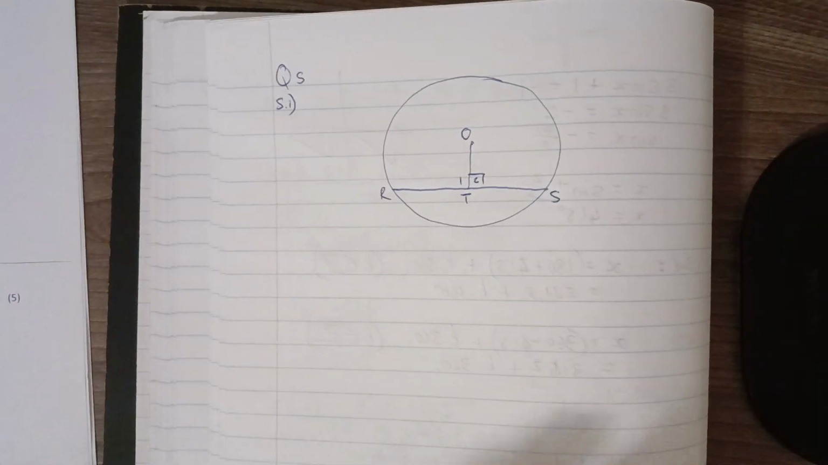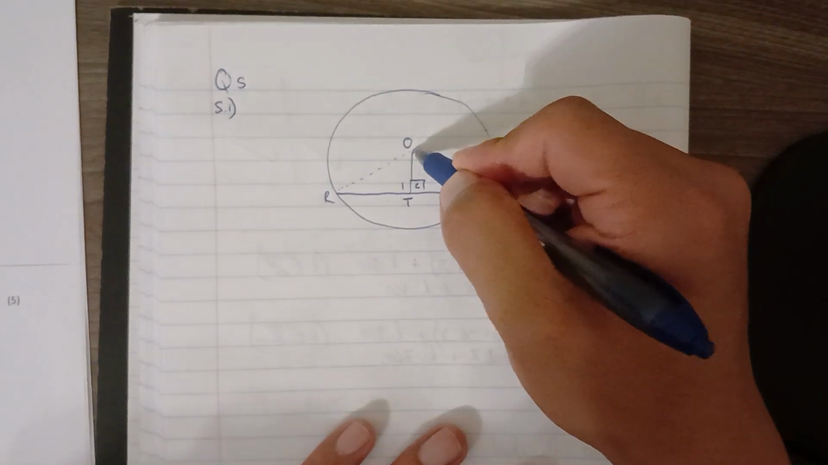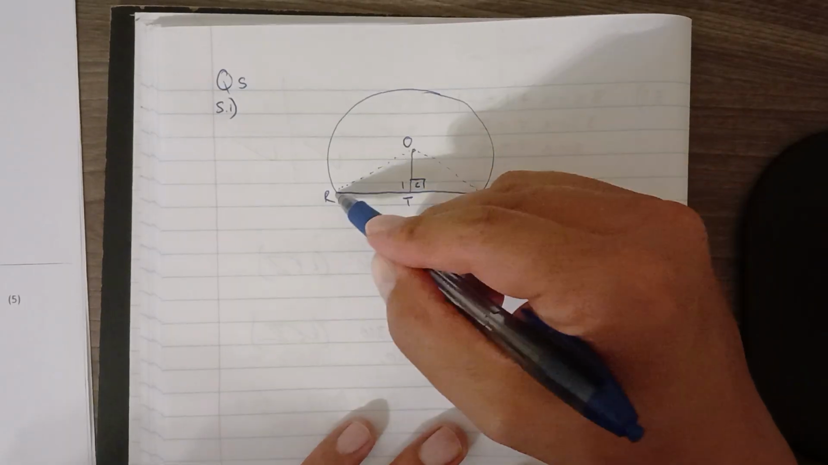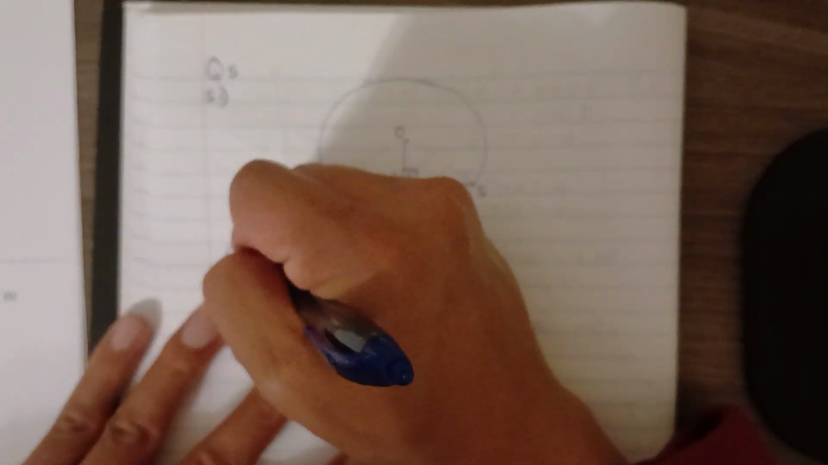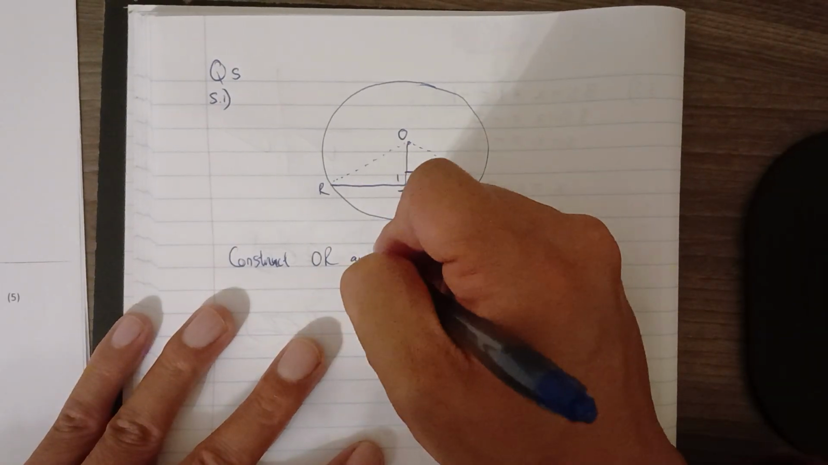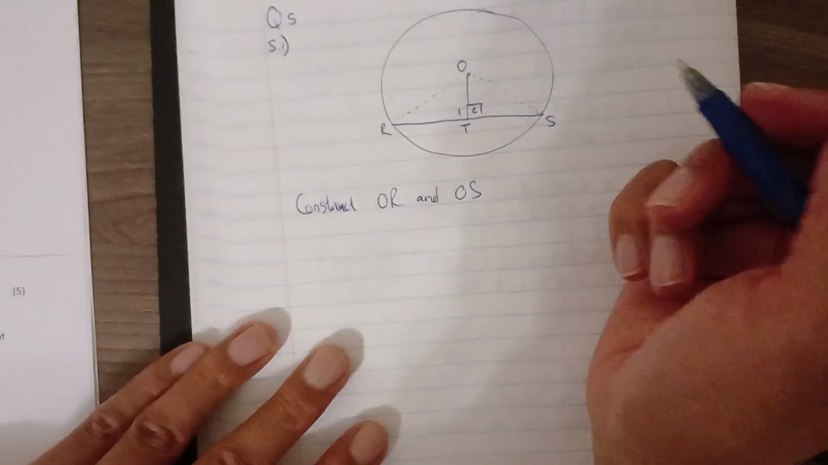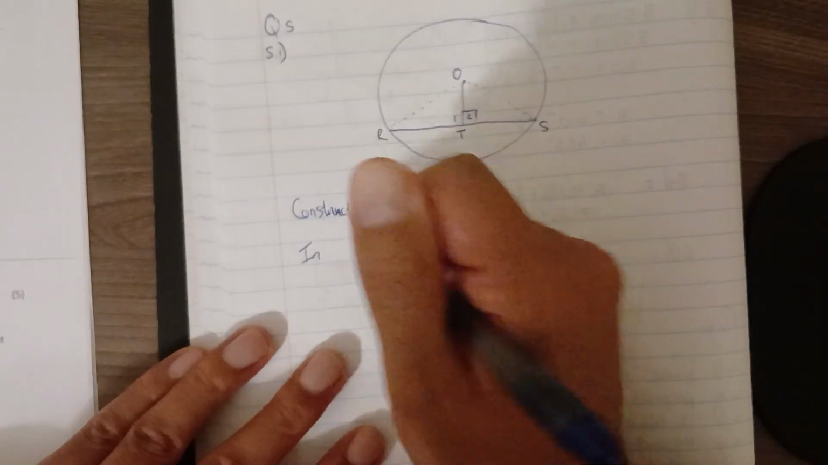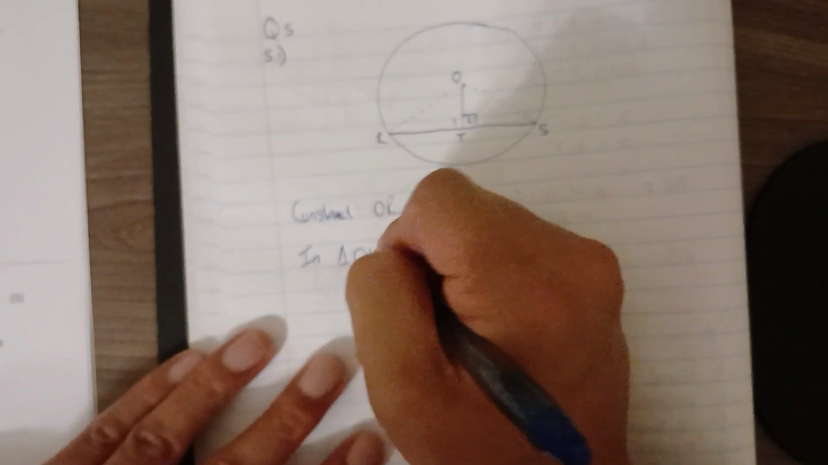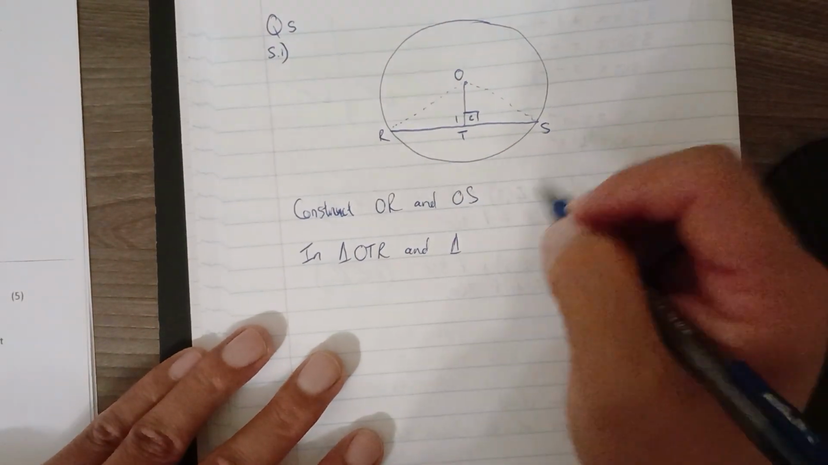Okay, right. So we can start off by constructing these radii from the center to S and then from the center to R. So we can construct OR and OS. Okay. Now in triangle OTR and triangle OTS.